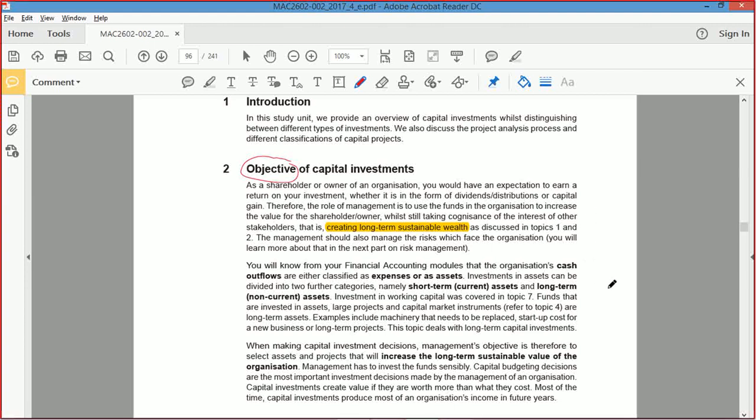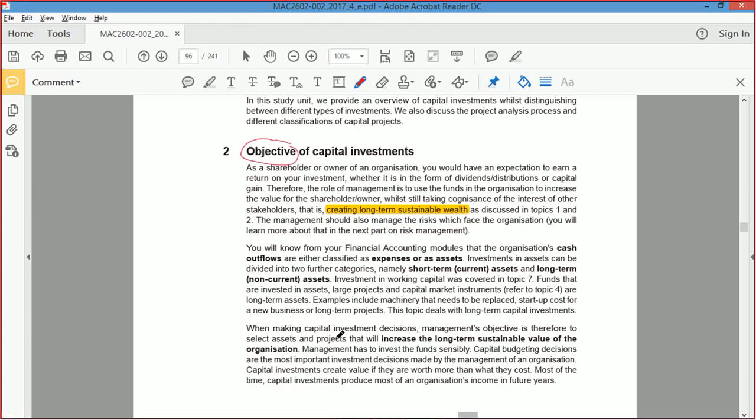So when looking at investment decisions, you see they've highlighted a few words here. They want you to increase long-term sustainable value of the organization. It's always about value, not profit. Remember, businesses can make a profit in the short term and go bankrupt in the long term. Businesses that focus on the long term aren't going to go bankrupt because they exist because of a specific goal rather than, well, how much profit can I take out of this? That's what businesses need to do.